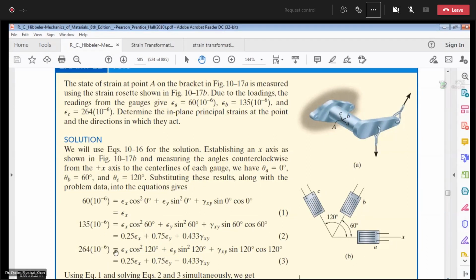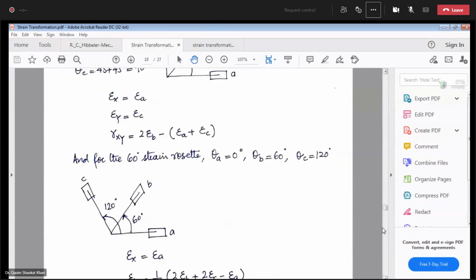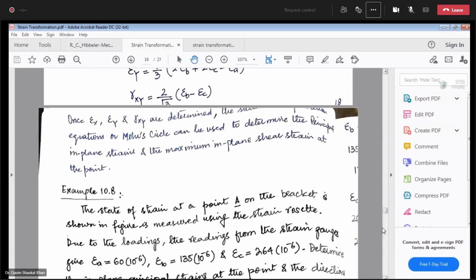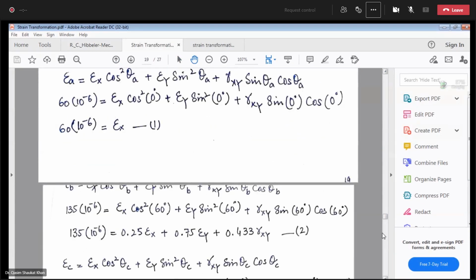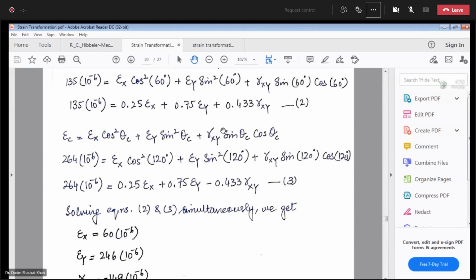Then epsilon C is equal to epsilon x cos square theta C plus epsilon y sine square theta C plus gamma xy sine theta C cos theta C. Theta C is measured from the positive x-axis in the counterclockwise direction. Theta C is 120 degrees. Please calculate epsilon x, epsilon y, and gamma xy.